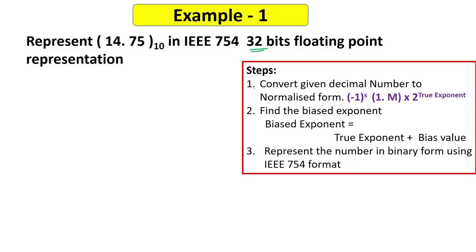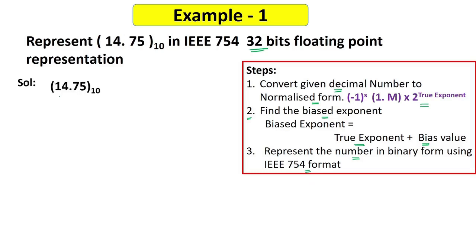So basically these are the steps which we can use to convert this 14.75 into the IEEE 754 format, okay? The first step is to convert the given decimal number, 14.75, into the normalized form, and we will see what this representation means. After converting your number into the normalized form, the second step is to find the biased exponent, okay? And what is the biased exponent? This is the formula: the true exponent plus the bias value, and we have already seen what the bias value is. Now after finding this biased exponent, we can represent our given number in the IEEE 754 format, okay?